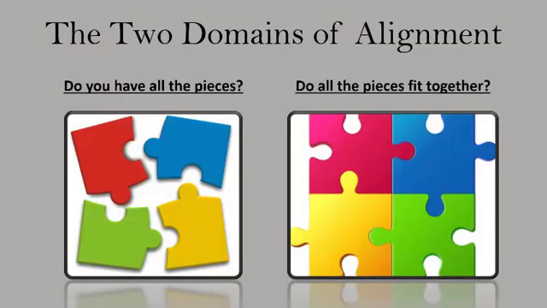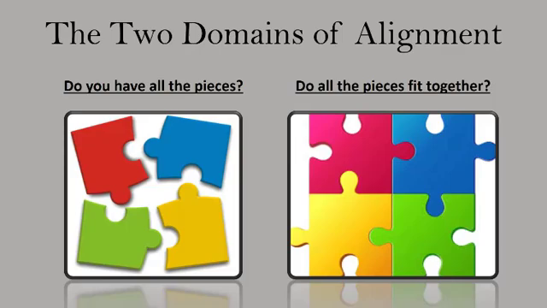So there's really two main aspects of course alignment, and the easiest way for me to think about this is in terms of puzzle pieces. So the first big domain of course alignment is what I refer to as completion, right? So completion would be, do you have all the necessary components of the course, right?